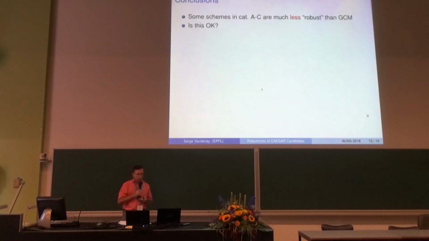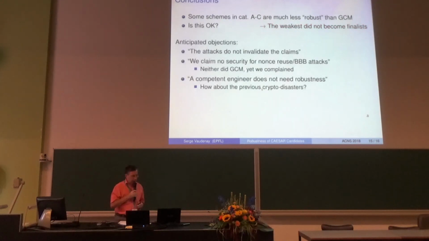So to conclude, we have seen that we have actually some algorithms in the category A and C which are essentially not better than GCM. We can find some which are better, but it's not a general case. There are many candidates which do not compare so well with GCM. So we can wonder if it is okay. Fortunately, we didn't keep the weakest algorithm in the finalist, but we can continue to see how it will evolve.